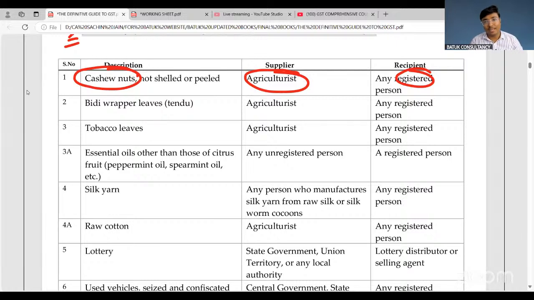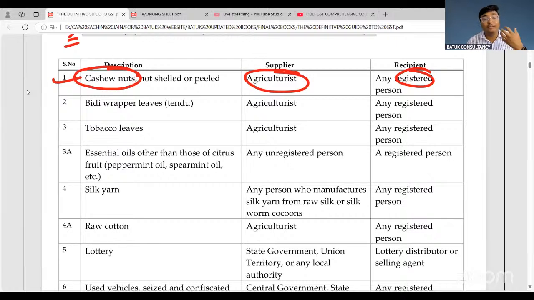And try to memorize this list with logic. The agriculturalist is the supplier of those cashew nuts, so the agriculturalist is not supposed to take the GST registration. And if the recipient is registered, then the recipient has to make the payment of taxes under reverse charge mechanism. That is the first thing. Second, BD wrappers, that is tendu leaves.